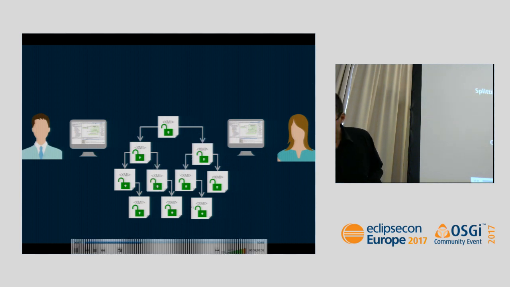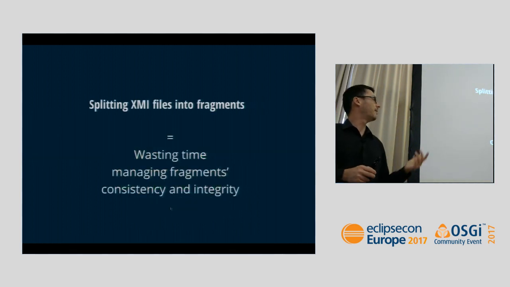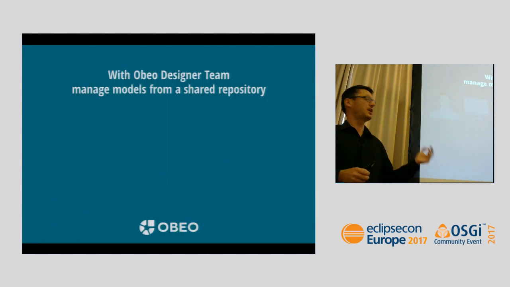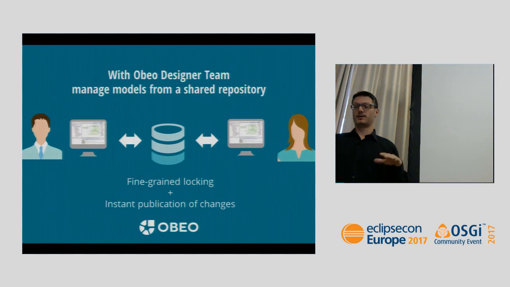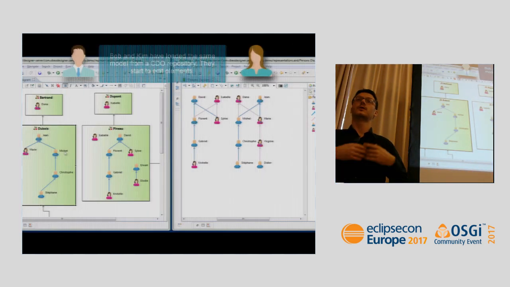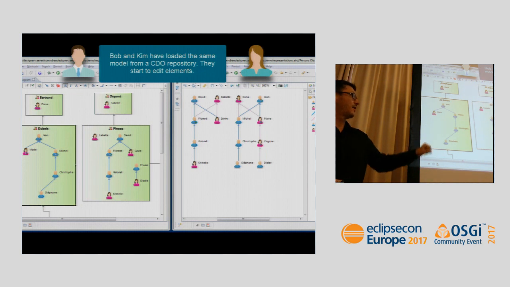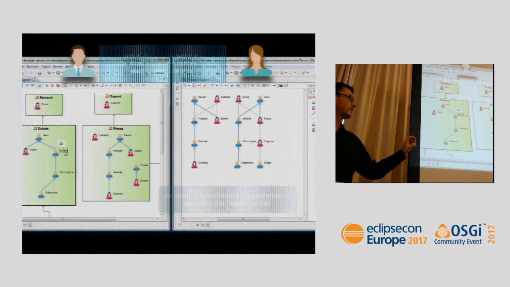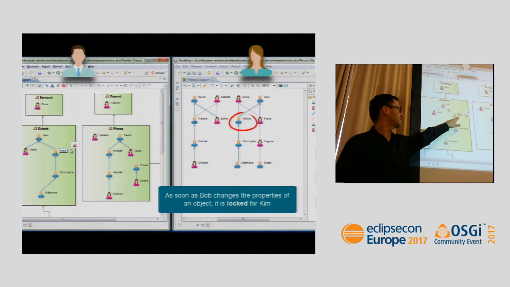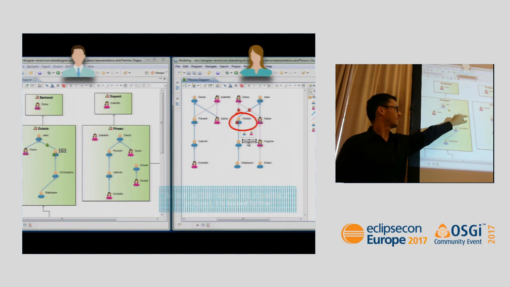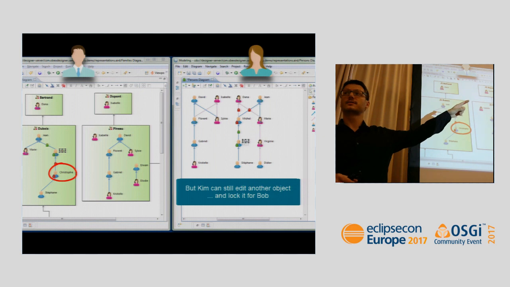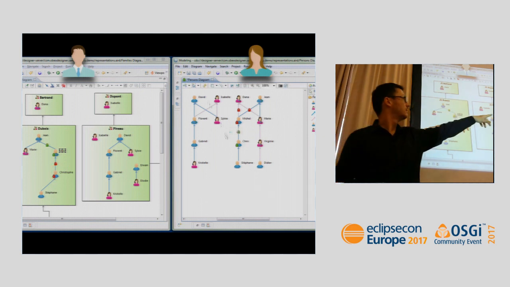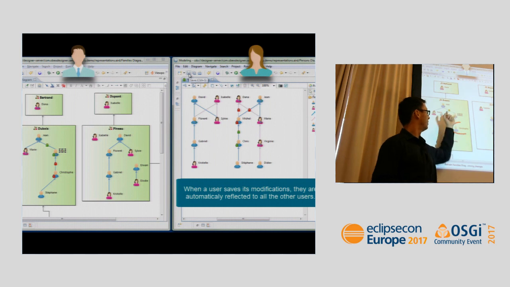So what we propose is to use a shared repository which is distributed, so you don't store your model on your own laptop, but on a server. And to have very simple and fluent ergonomy. For example, here, I modify the name of this guy, and it's locked at the fine grain, just this element. The other user can continue to modify somewhere else in the models. He's not blocked, but he cannot modify the element locked by this one.